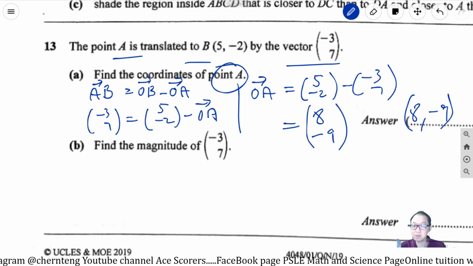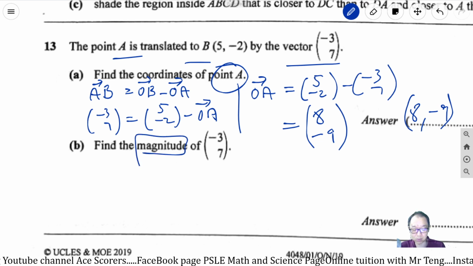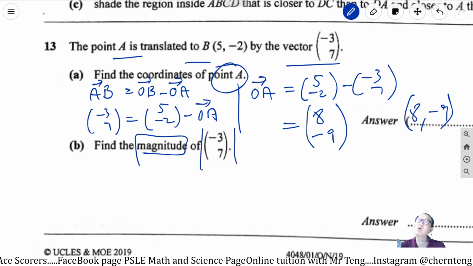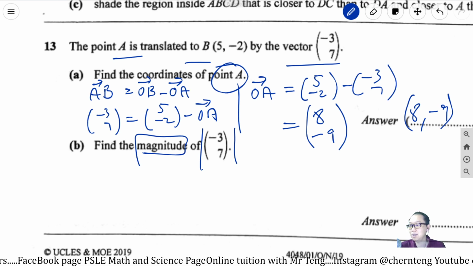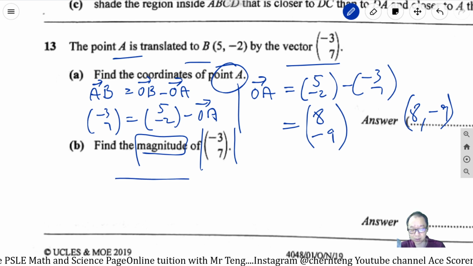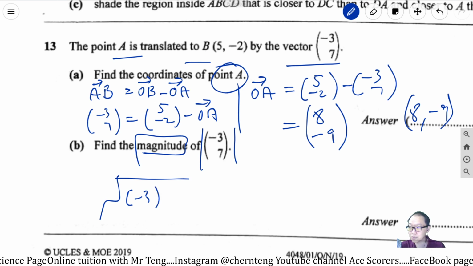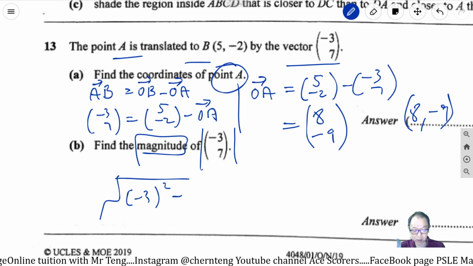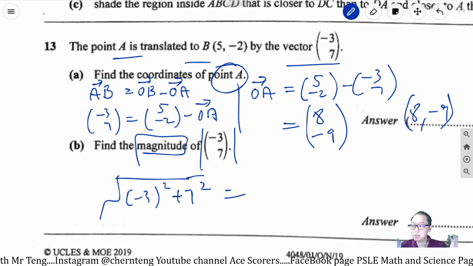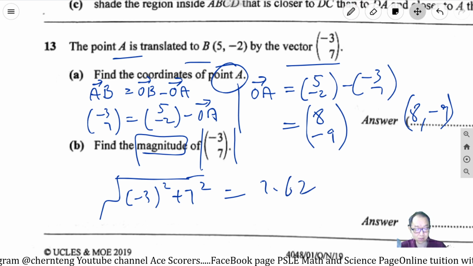Okay, next, find the magnitude. When we tell the student the word magnitude, they don't know what to do. But when we draw it like that, they're like, oh, if you had told me earlier. Magnitude means find the length. So how to find the length? Use the Pythagoras formula, which is negative 3 squared plus 7 squared. Square root this whole thing. Please use your calculator. 7.62. Okay, next.